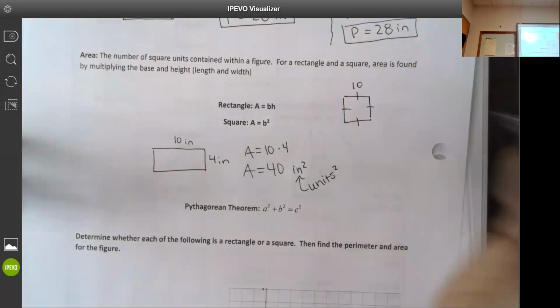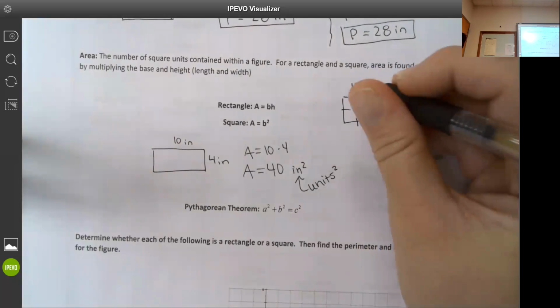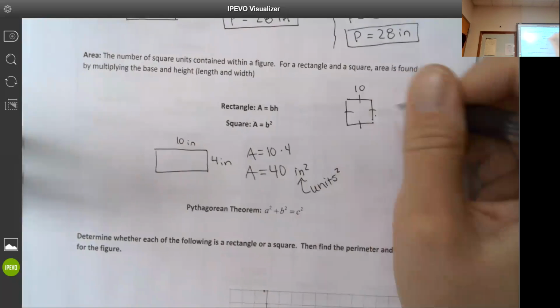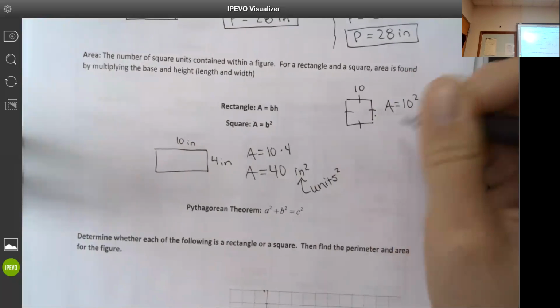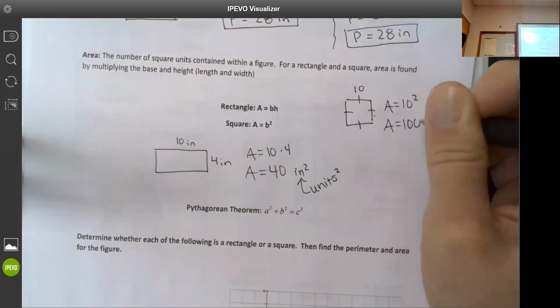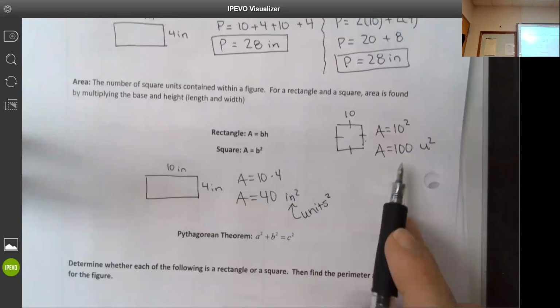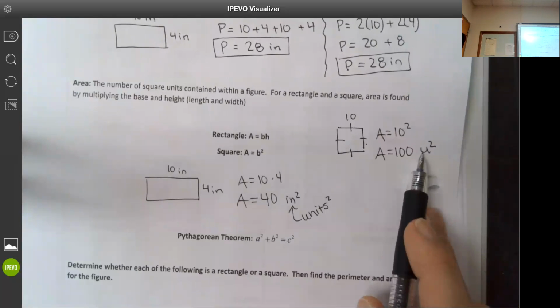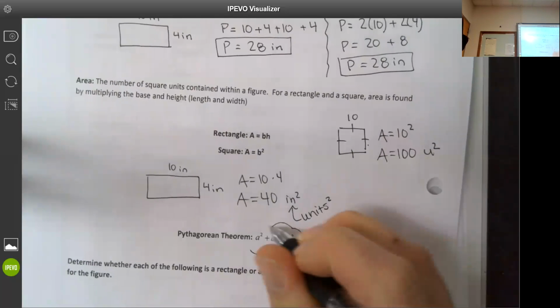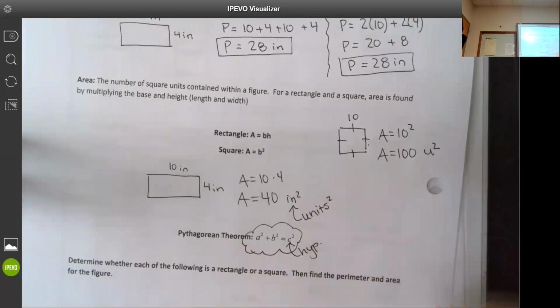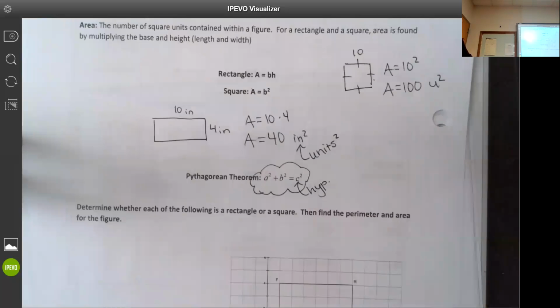And if I have a square, then all my sides are the same. So it may just give me one side, and I can either think about it as 10 times 10, or like this formula says, I can just do 10 squared, or 100 units squared. Okay, so when we don't know the units, we use a U. And we'll be still using the Pythagorean theorem quite a bit, and remembering that this is our hypotenuse. Okay, so that's the stuff we already know.